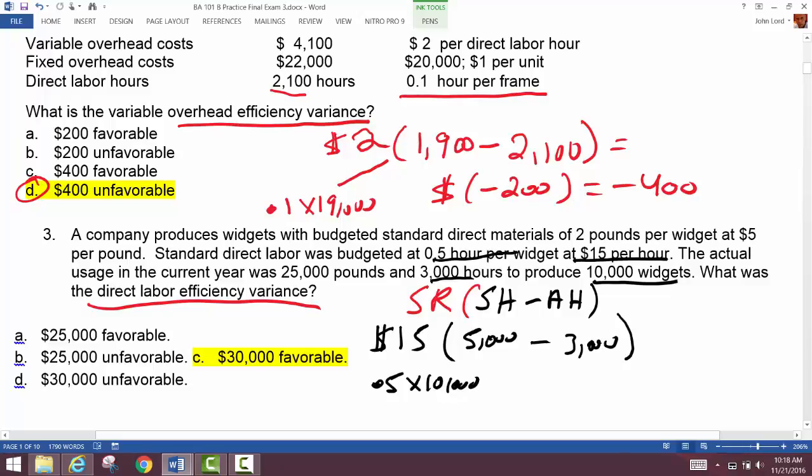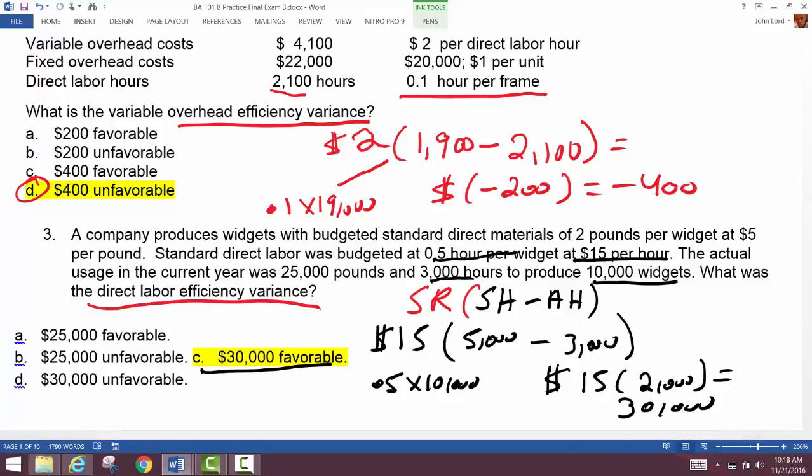Man, we must have a manager that was cracking the whip here, right? I don't know how we got that many hours underneath, but very productive, very efficient, right? If I saw something like this, I'd think there was something wrong with our budget to begin with, and we need to change our budget in the future, right? We shouldn't be that far under the amount of hours. But I guess it happens sometimes. That's 30,000 favorable. Very favorable.